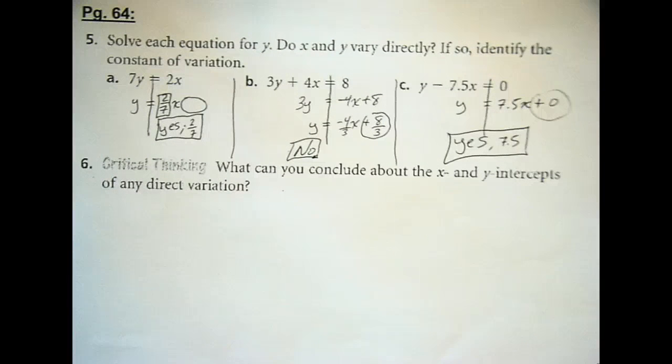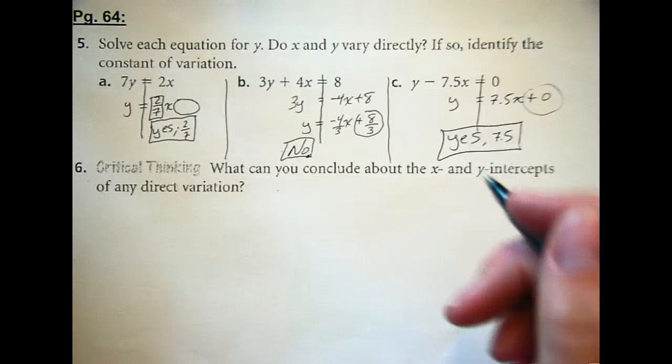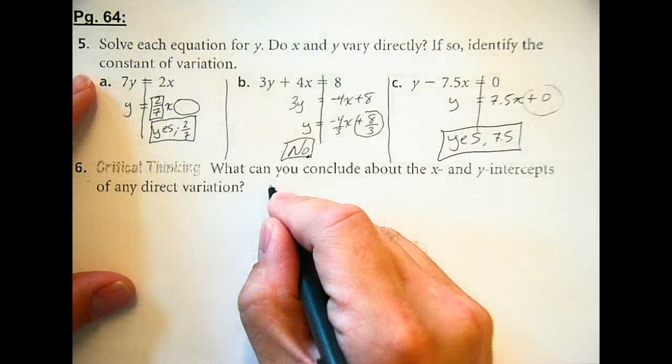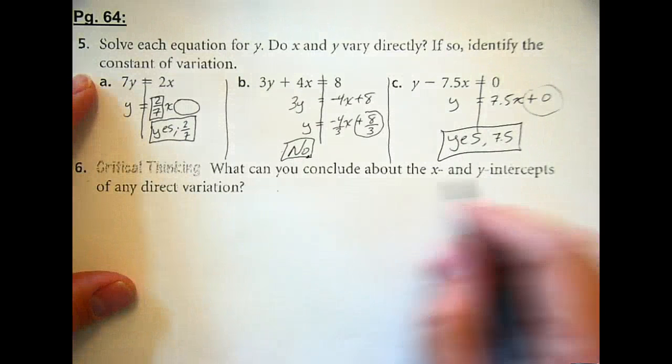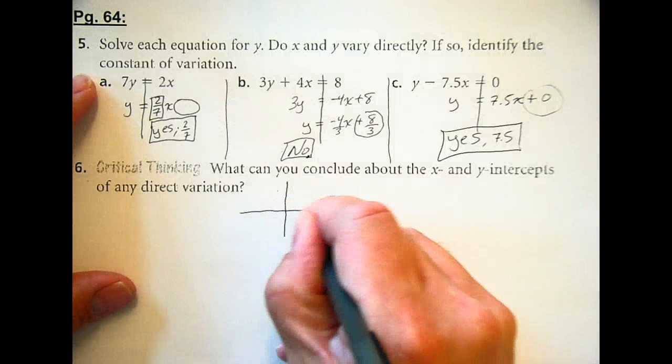Okay, tell your neighbor what the answer to number 6 is. The x and y intercepts are 0, or equal to 0. All right, Colby, what do you got? Okay, what do we know about where our line will cross on a direct variation? Where does it cross?